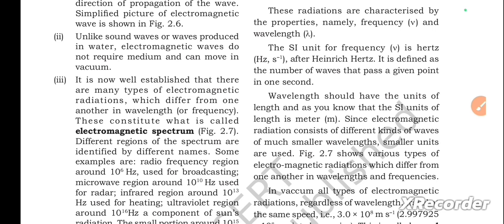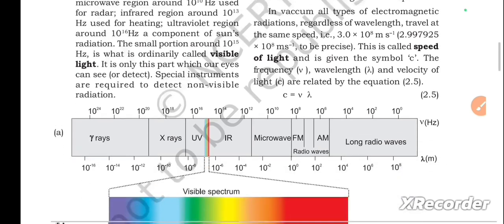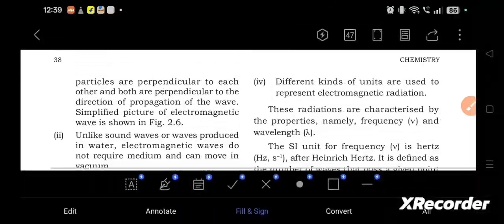Some examples are the radio frequency region around 10^6 Hz used for broadcasting. Microwave region around 10^10 Hz used for radar. Infrared region around 10^13 Hz used for heating. Ultraviolet region around 10^16 Hz, a component of the sun's radiation. The small portion around 10^15 Hz is what is ordinarily called visible light. It is only this part which our eyes can see or detect. Special instruments are required to detect non-visible radiation.